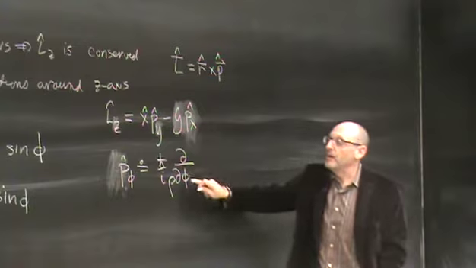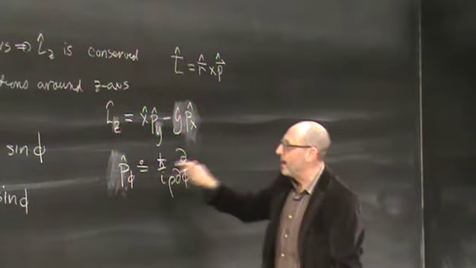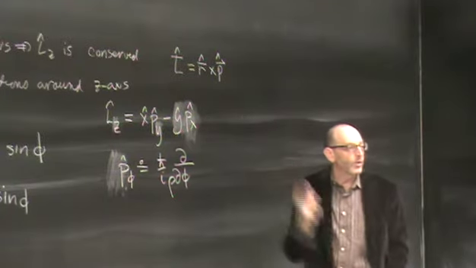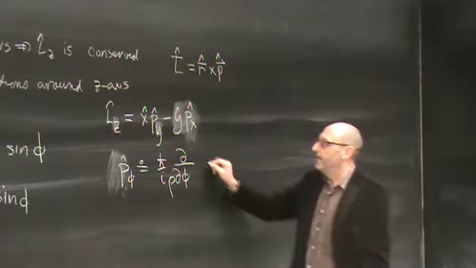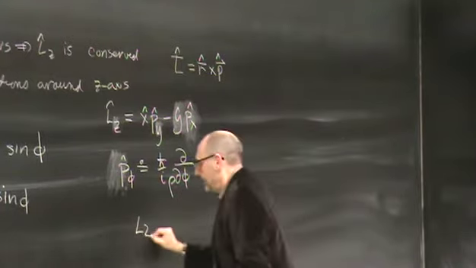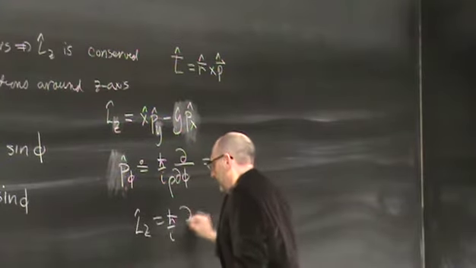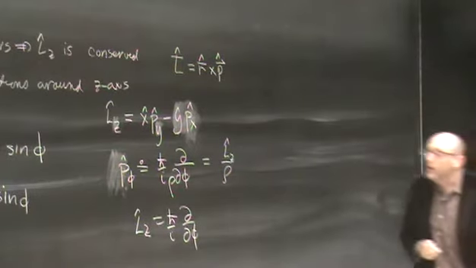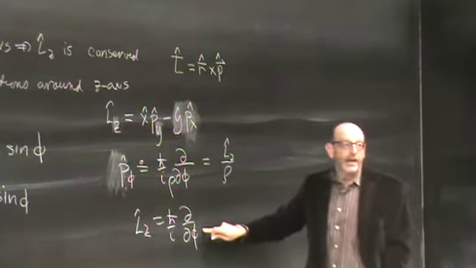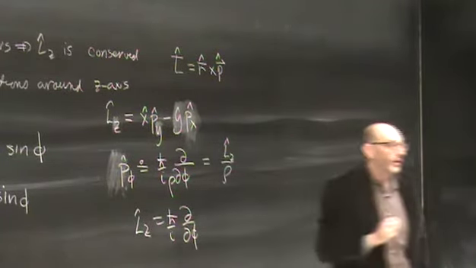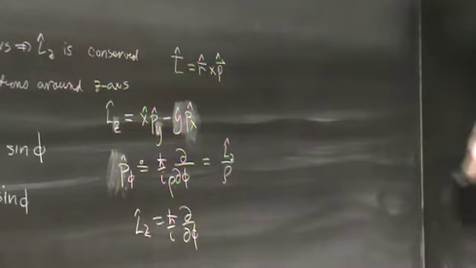Remember, when we have the momentum operator, it's a derivative with respect to the distance along that coordinate, right? And this is equal to LZ over rho, so LZ is h bar over i d by d phi. And thus it is clear that LZ generates displacements along the phi coordinate, which is what it means to be the generator of rotations.